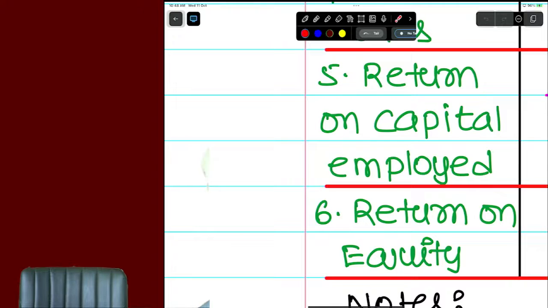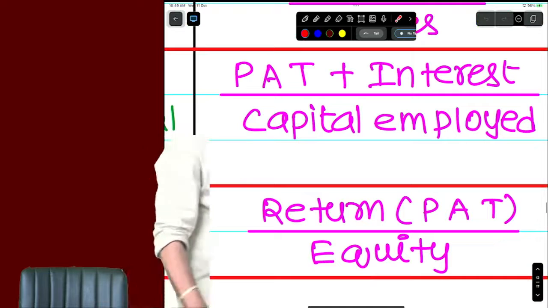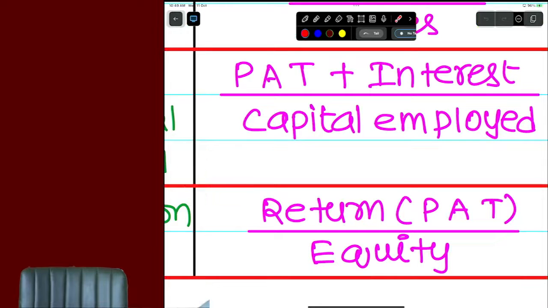Does capital give return or does return give capital? Capital should be in the denominator or numerator? Denominator, what should be there? Capital employed. On that capital employed, who will expect a return? Debt expects a return called what? Equity expects a return called what? So tell the formula totally. Interest plus profit after tax divided by capital employed. That's the formula. Everyone understood the point clearly?